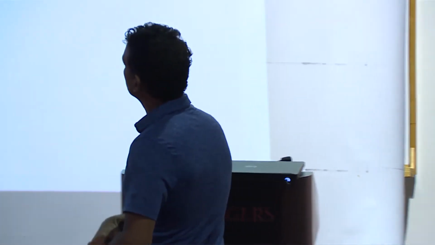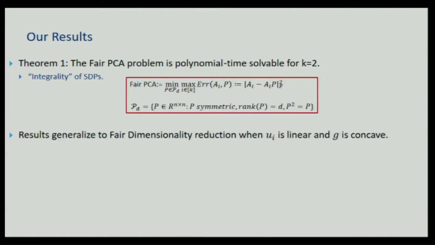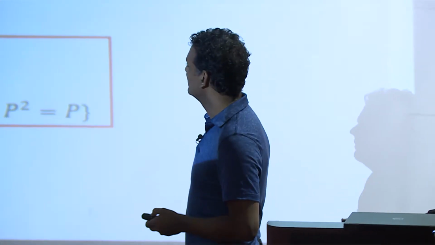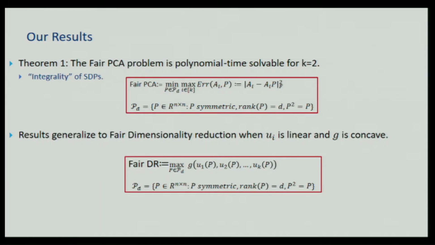So here's the first theorem: the fair PCA problem is polynomial time solvable for two groups, exactly. And it generalizes to fair dimensionality reduction as long as each utility function is linear and the overall function is concave. As you can imagine, this is sort of preserving the convexity of the whole thing. Each of these is linear, which it is for the PCA problem once you write it as AA transpose and a single matrix X, and the overall function is concave, so the problem remains polynomial solvable for k equal to 2.